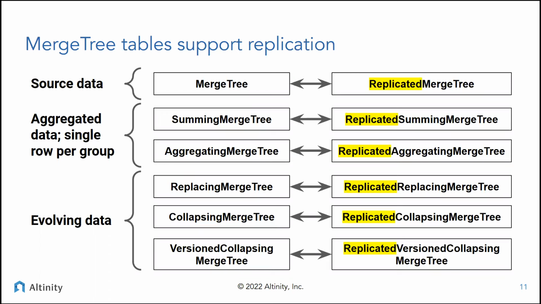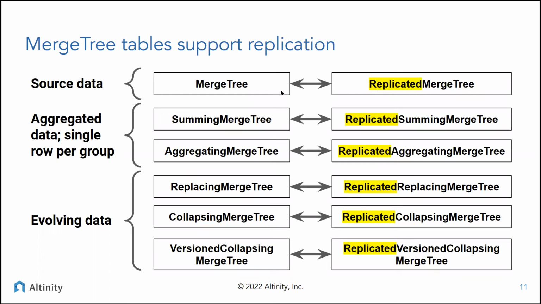So you have the basic merge tree table, which is the workhorse for ClickHouse. The merge tree table has a bunch of variants like summing and aggregating merge tree, which are used for aggregation, replacing and collapsing merge tree, which handle updates, and version collapsing merge tree, yet another one to handle updates. In their plain forms, these don't replicate. If you want to make replicas, you'll have to use the replicated form.